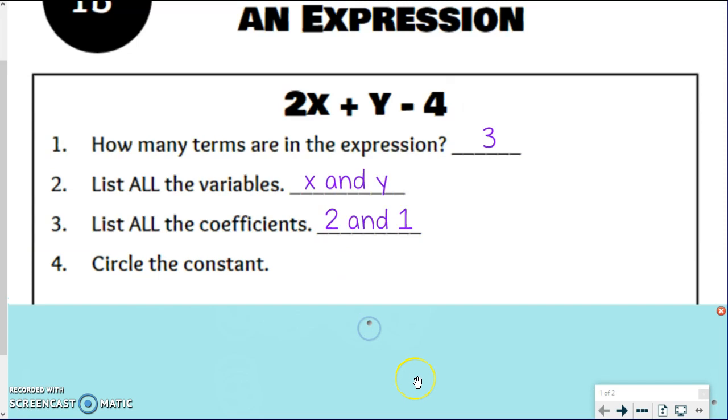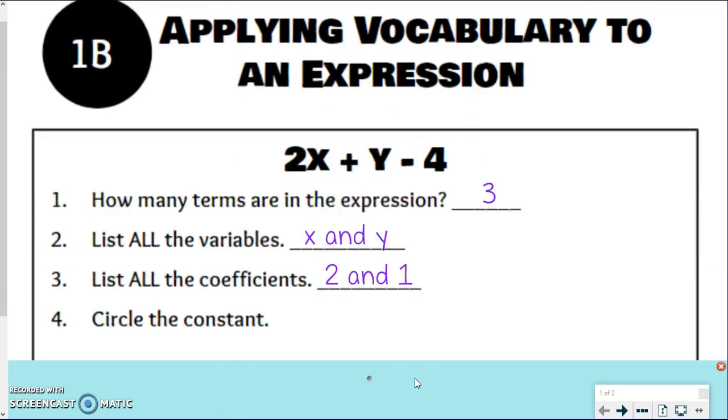All right, then it says to circle the constant. I want you to try that real quick on your own. See if you can do it. The constant is 4, right? That minus 4 is that constant because there's no variable with it. It just stands alone by itself. Okay? All right, couple more.